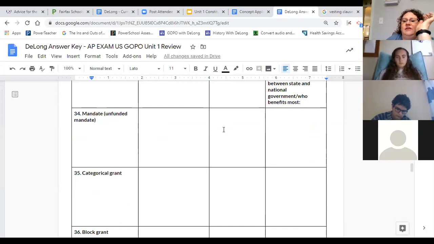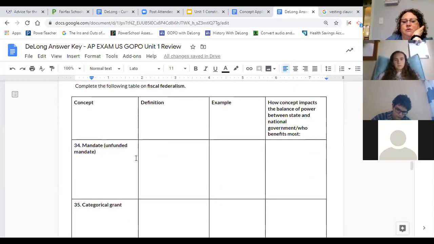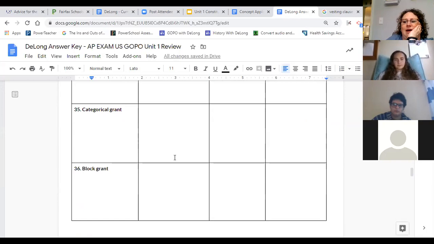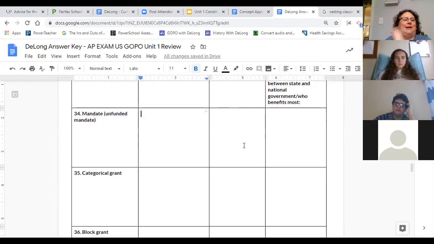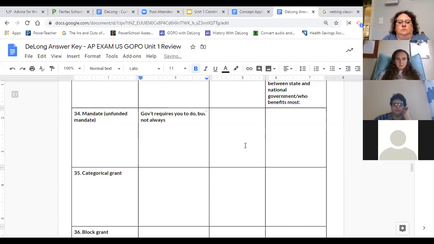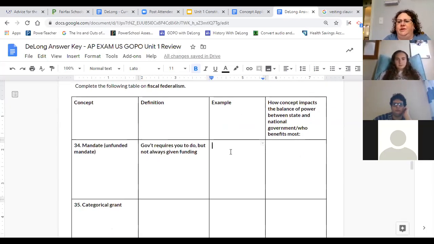So we've got these grants that we love to talk about, right? So we've got mandates, we've got categorical grants, and we've got block grants. So who wants to take a mandate? Isn't it something like you have to do, but you don't get funded for it? Okay. Does the next one say example? So who wants to give me a good example of that one? Wasn't that like the Americans with Disability Act or something like that?